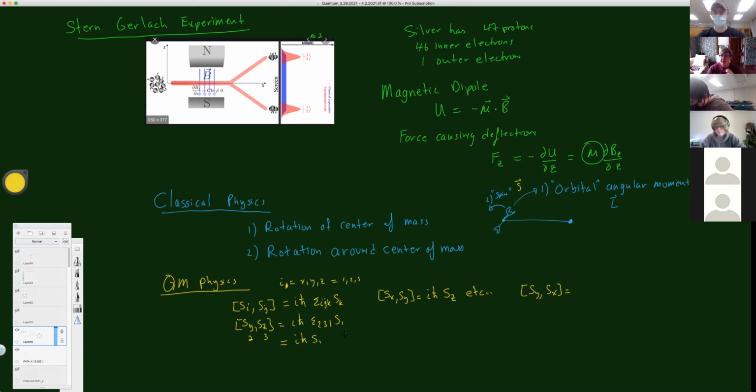Remember how the Levi-Civita tensor works. If you switch any two of the indices, so you start with 1, 2, 3 and switch any two, you get a negative 1. But if you cyclically permute, like 1, 2, 3, and then putting the 1 in the back, 2, 3, 1, and then 3, 1, 2, those are cyclic permutations. Those all stay positive 1.